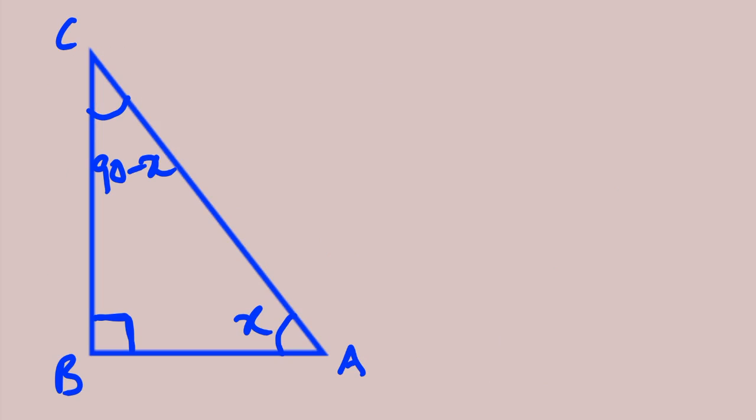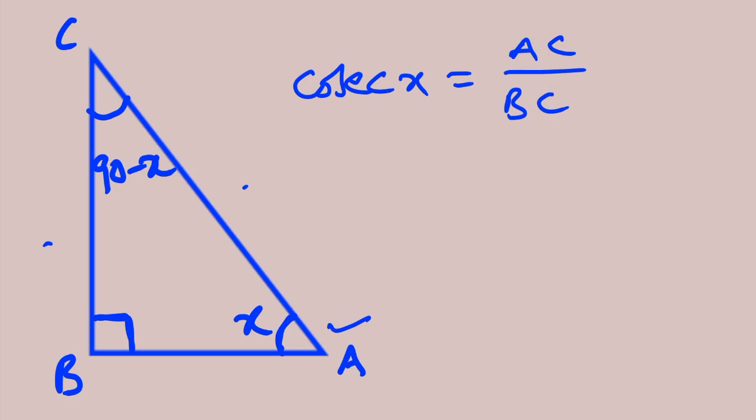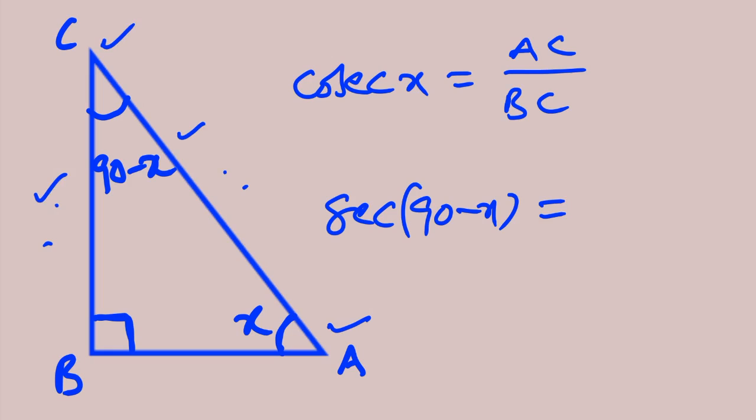And even now I'll take cosecant. So cosecant x I'll take. Cosecant with respect to this angle is hypotenuse by opposite, where AC is the hypotenuse and the opposite is BC. And what about secant of 90 minus x? According to secant, it is hypotenuse by adjacent. The hypotenuse is AC and the adjacent of angle C is BC. So therefore AC by BC.